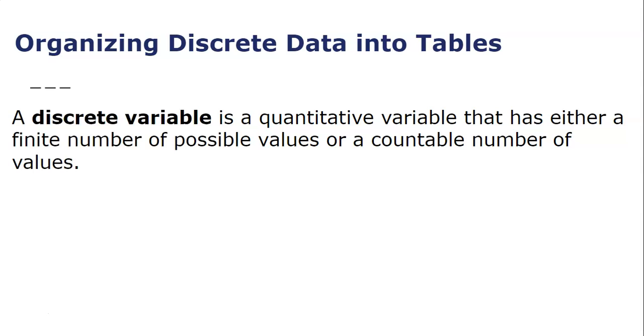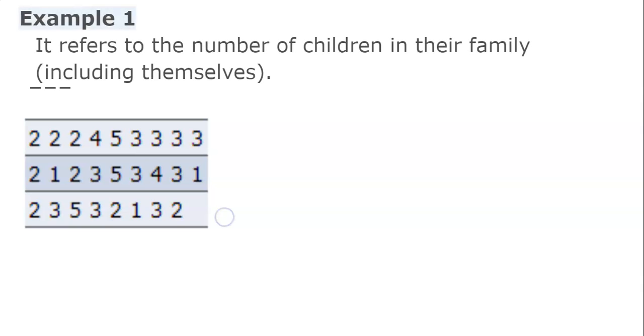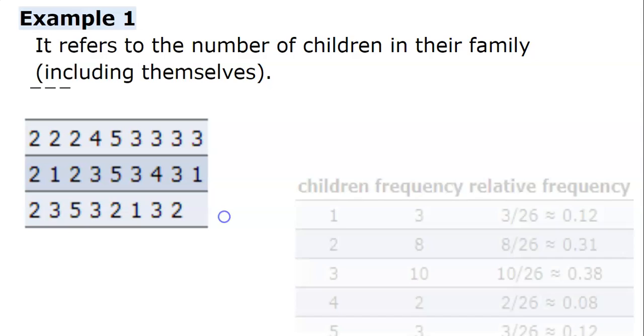One way to make a table is just to list all the values along with their corresponding frequency. Here's an example. What is shown is scored data, or some data that refers to the number of children of some students in their family, including themselves. So an easy way to compile the data is to make a frequency or a relative frequency table, as we did before in the previous section.